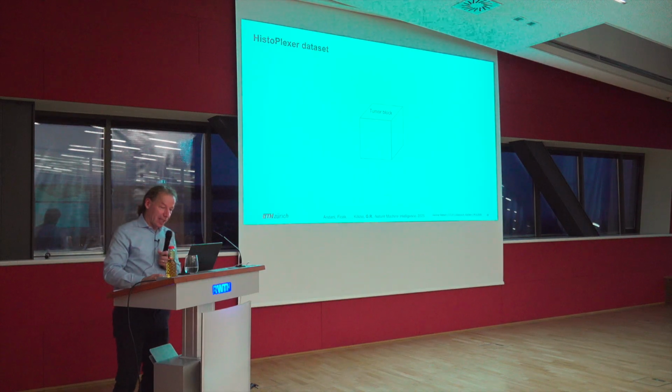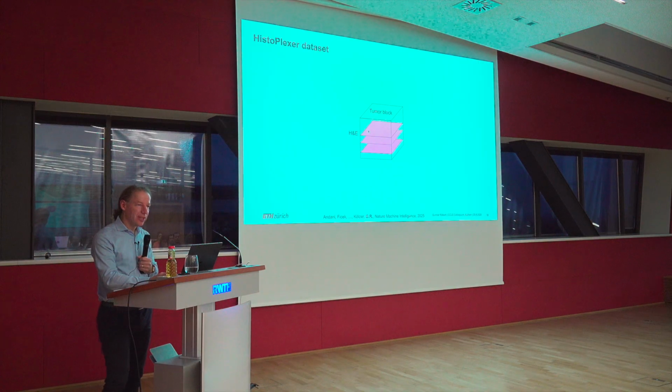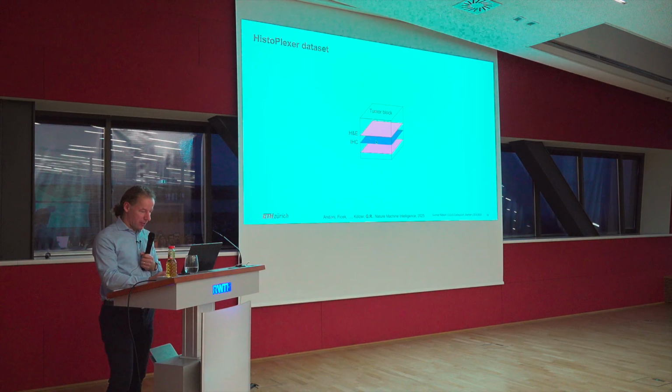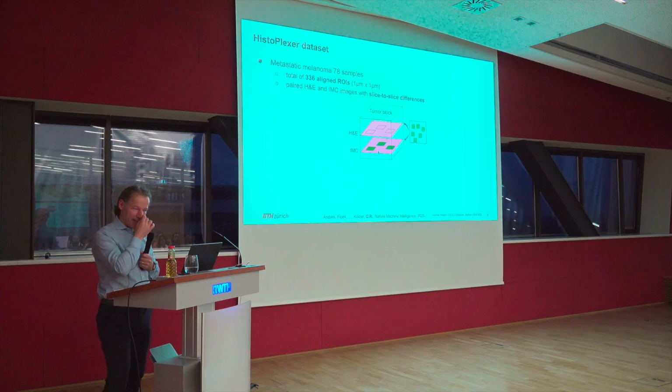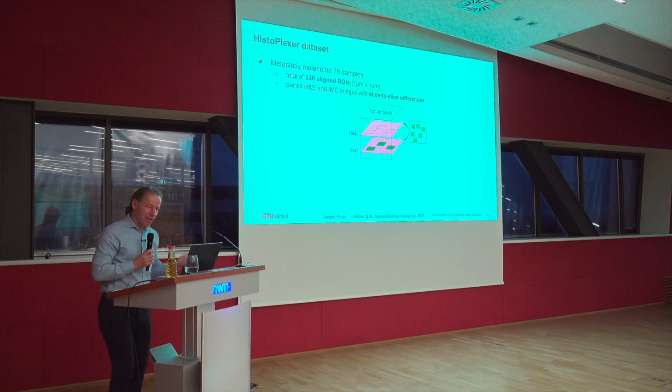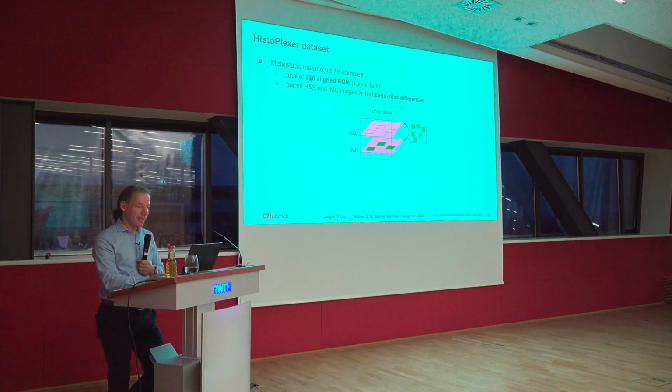Okay, so the histoplexer data set looks like this. We have a tumor block. We have the diagnostic H&E, which is obtained. Then we have an IHC for some tumor markers, I believe. And then we have IMC for a small set of regions. In total, we had 78 samples which we looked at where we had IMC. We had 336 aligned regions of interest. These were just 1 by 1 micrometer, pretty small.